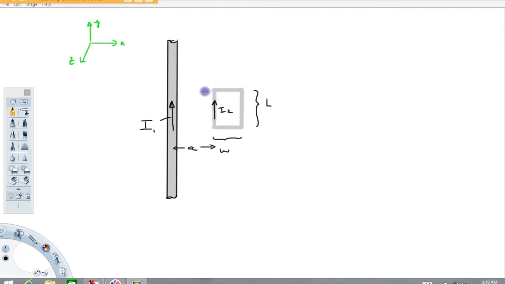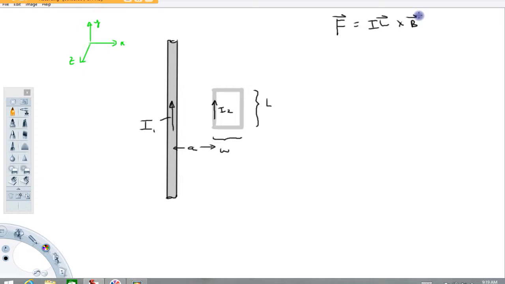Now it's important to realize that this current loop is in the XY plane of the coordinate system that I have defined right here. The idea is that the current I1 is going to create a magnetic field over here, and then that magnetic field can interact with the current I2 by the magnetic force, which is IL cross B.